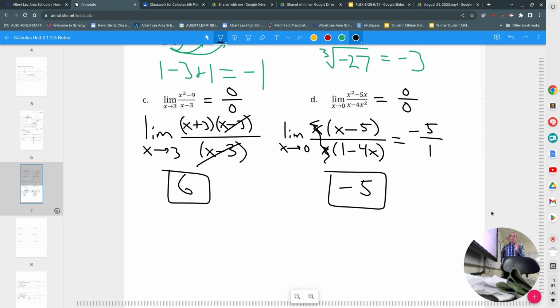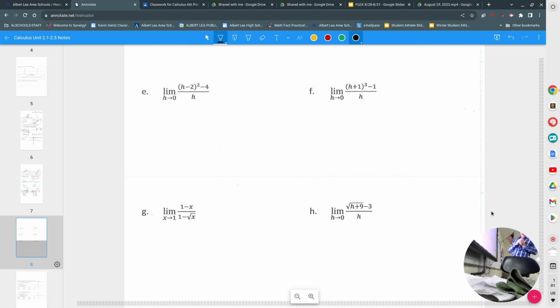Okay, you can see that the x's should cancel, and when you plug in 0 after that, you get negative 5 divided by 1. Negative 5 is that result. We all good? Okay, so what about when it doesn't look like that type of option? Here we have h minus 2 quantity squared minus 4 all over h. It says as h approaches 0.